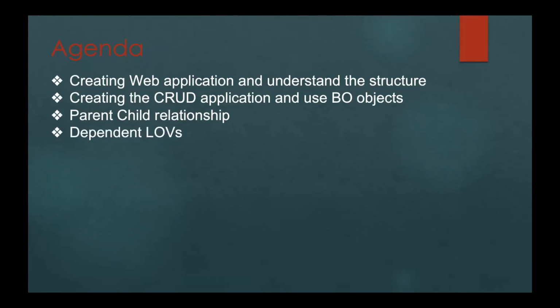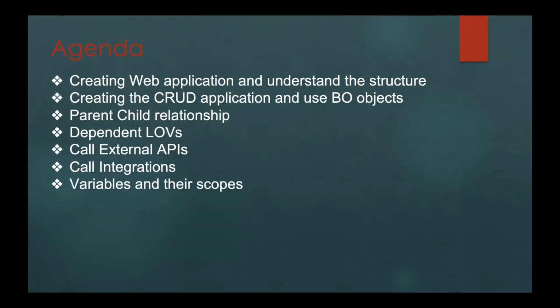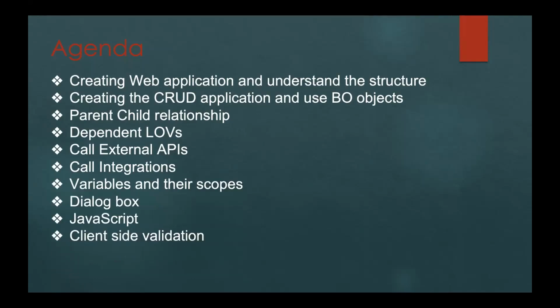And then we will also look at how to create list of values and dependent list of values. We will look at how to use service connections to call external APIs and fetch the data on a table component. We will look at how to call integrations. If you have developed any integration in Integration Cloud, how to call that one, what the variables and their scopes are, how to use dialog boxes, how to use JavaScript, what client-side validation is and how to perform it. Business rules we have already executed last time.